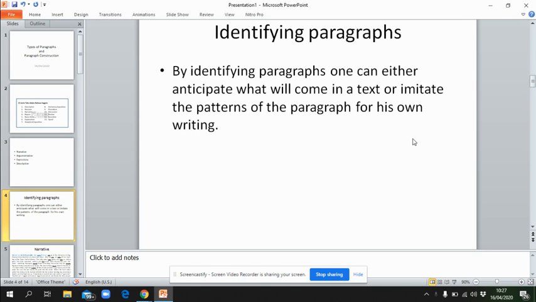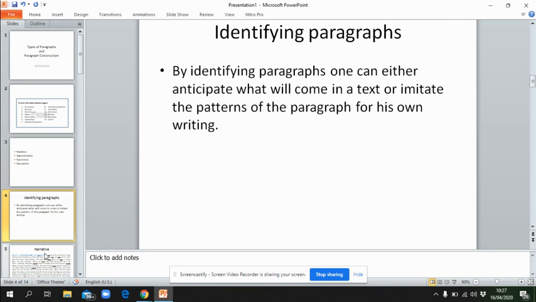So why is it important for us to be able to identify paragraphs? By identifying paragraphs, one can either anticipate what will come in the text or imitate the patterns of paragraphs for his own writing. As a reader, we can anticipate the topic. As a writer, we can follow the pattern and implement it in our own writing. Of course, every paragraph has its own pattern.